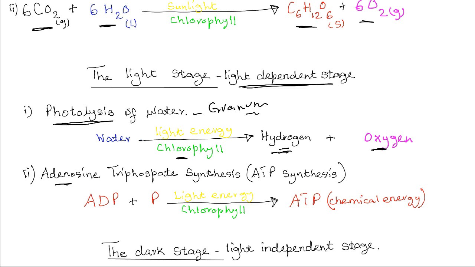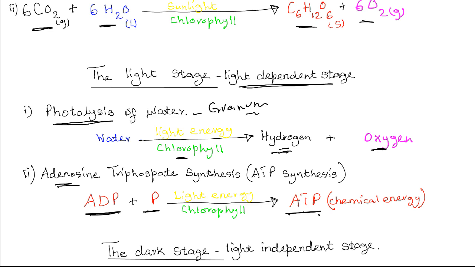Now, during this splitting, some energy is released, and this energy is what is used to drive the second process that takes place during the light stage, and that is the synthesis of ATP molecules. So, some of the light energy is used to combine adenosine diphosphate and a phosphate molecule to form adenosine triphosphate, or ATP.